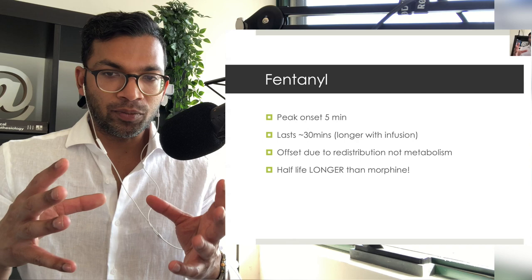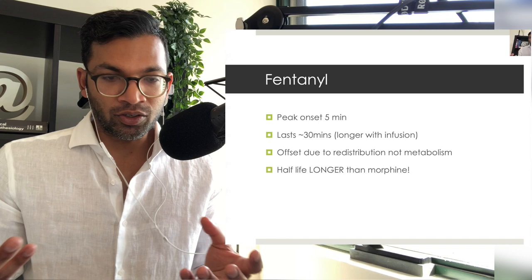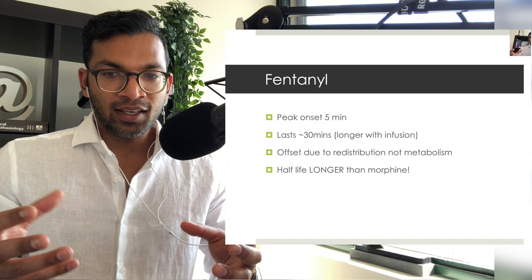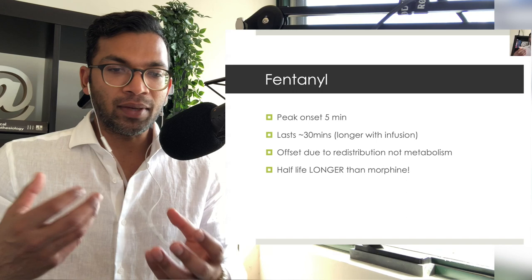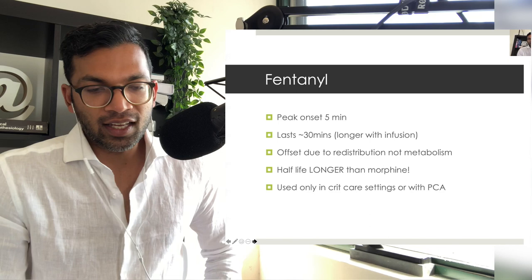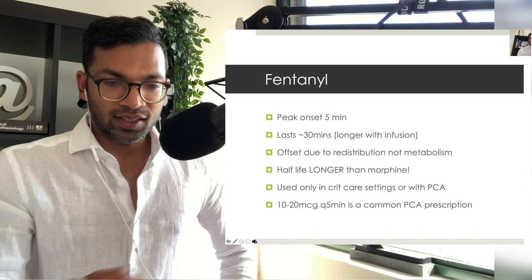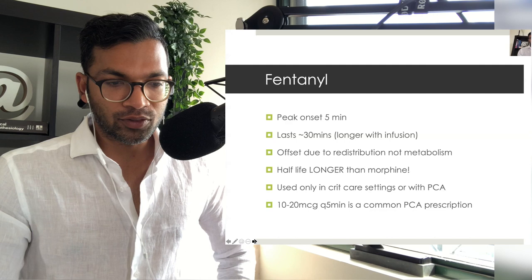It's out of the vasculature, so it's no longer exerting an effect on your brain. If you keep giving fentanyl, suddenly it saturates and goes into all of your tissues, and then it starts seeping out and giving an activity longer than morphine. That's one of those really interesting things. Again, it's only used in critical care settings or with a PCA, patient-controlled analgesia. Roughly, a common prescription is 10 to 20 mics every 5 minutes with all the usual monitoring afterwards.